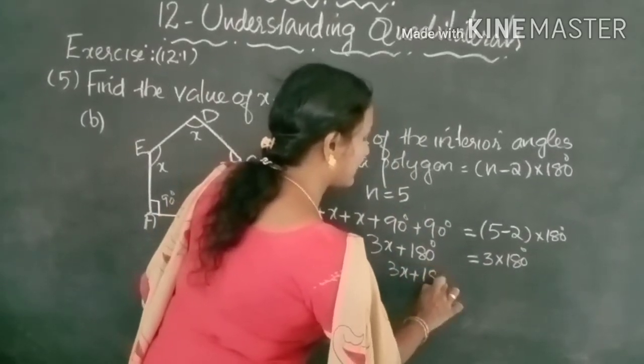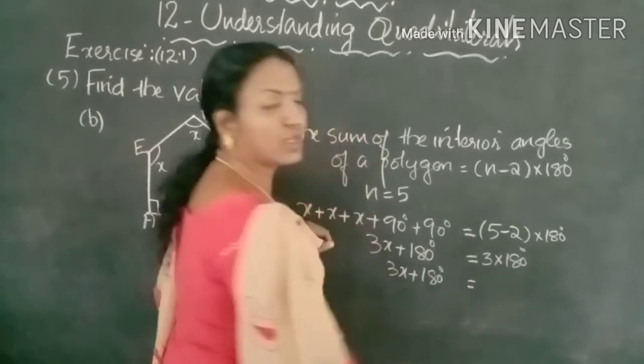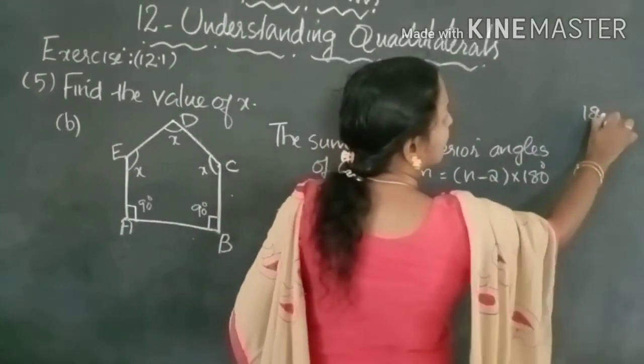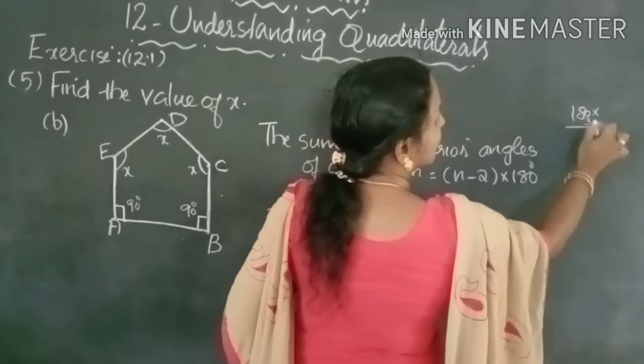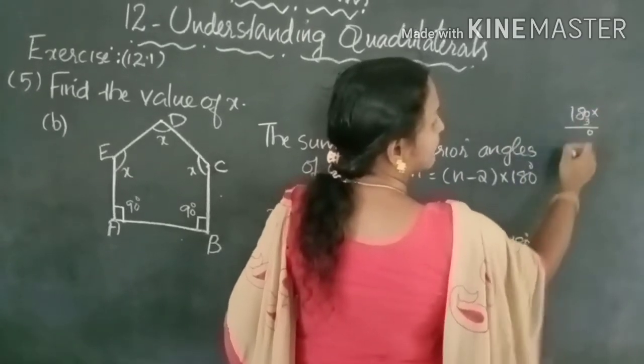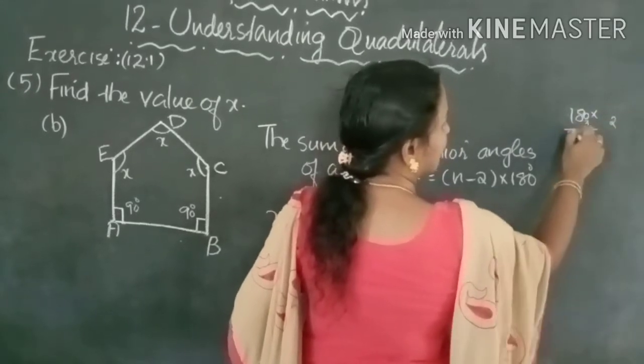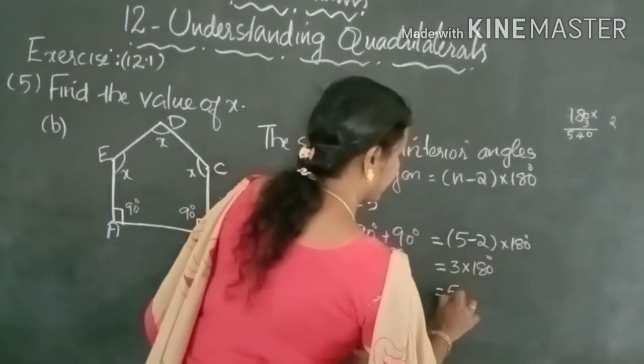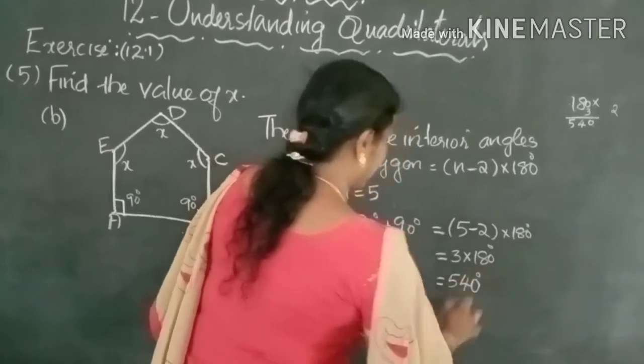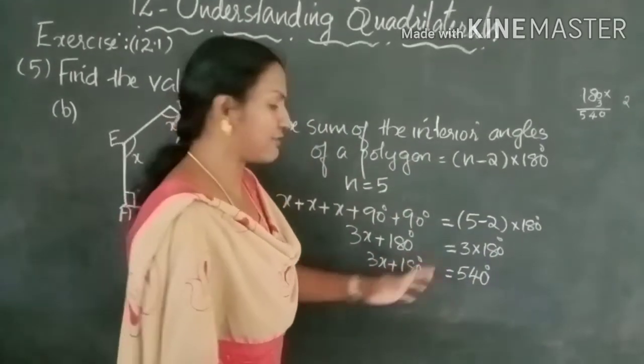3x plus 180 is equal to 3 into 180 degree. 180 into 3. 0 into 3 is 0. 8 3s are 24, balance 2. 1 3 is 3. 3 plus 2, 5. 540. 3x plus 180 is 540.